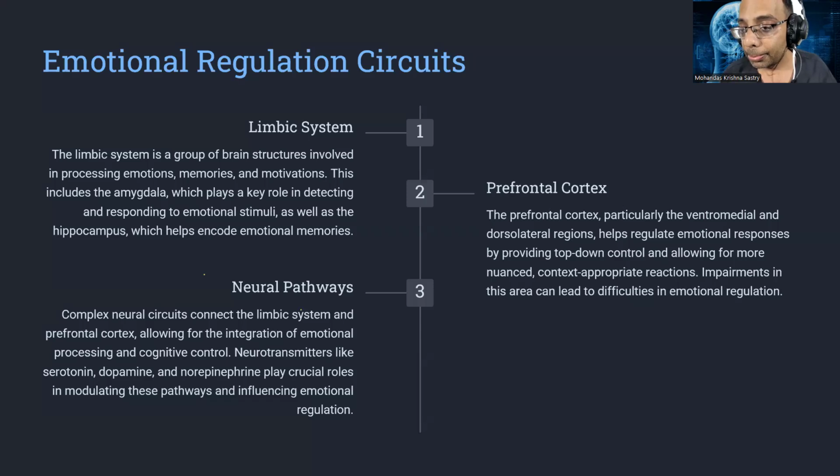Now, whatever you have done today is your tomorrow's motivation, because you know what is the truth. So when you say after 5 years the paralysis patient has not recovered, understand: where is the limbic cortex? Where is the neural pathway? Complex neural circuits are connected with the limbic system and prefrontal cortex, which are responsible for the integration of emotional processing and cognitive control. Neurotransmitters like serotonin, dopamine, norepinephrine play crucial roles in modulating these pathways and influencing emotional regulation.